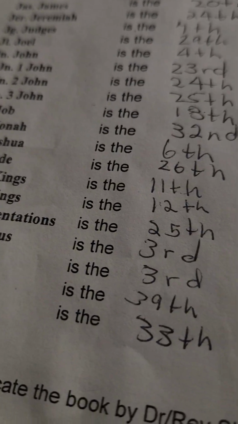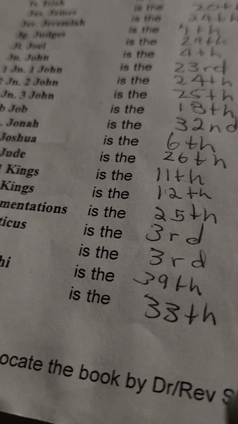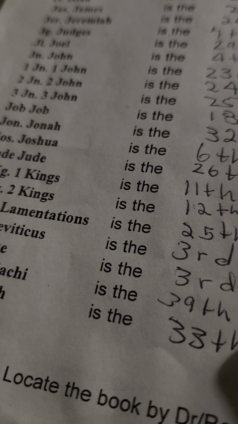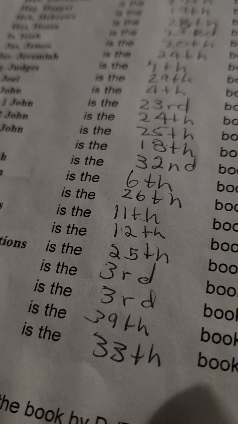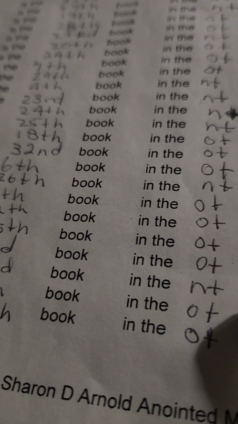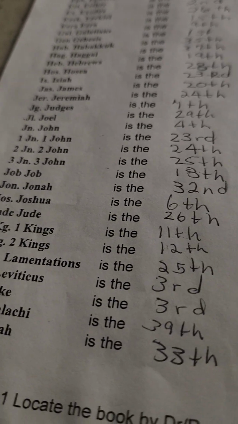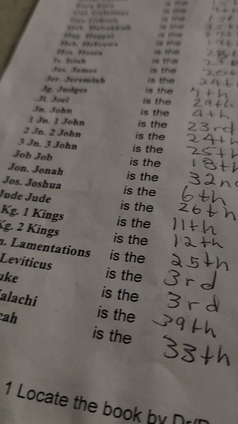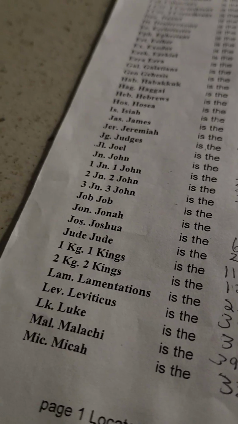And go down here. Malachi. This is the 39th book. I said it was the 34th book in my other thing, but I'm going to delete that one. 39th book, and it's found in the Old Testament. Malachi is the last book in the Old Testament.